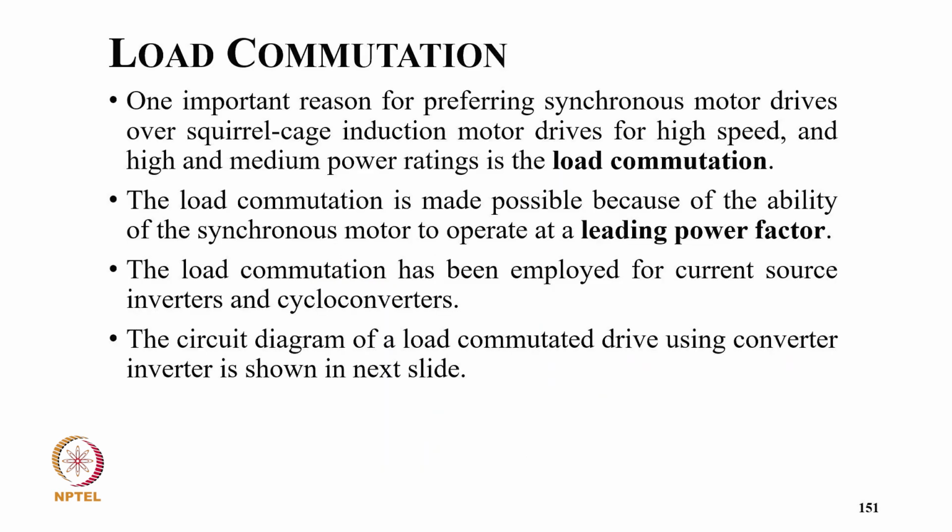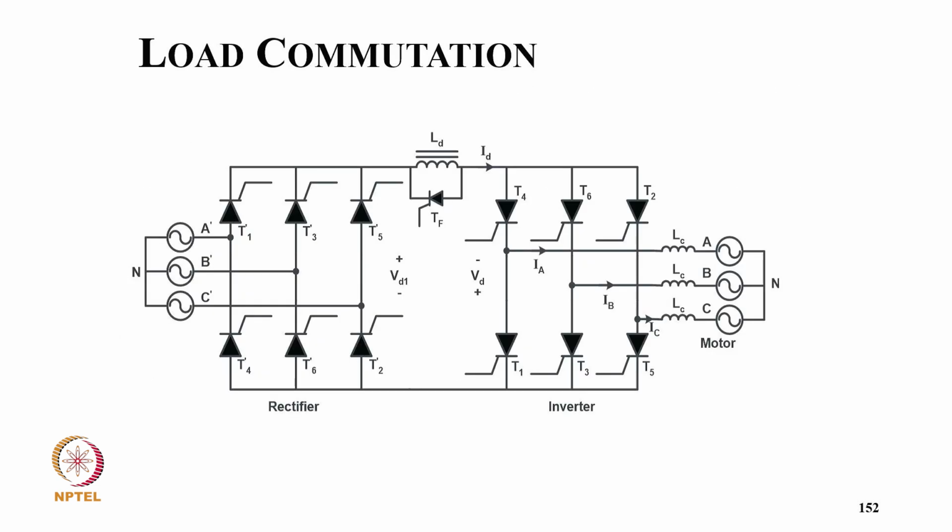Coming to load commutation, one important reason for preferring the synchronous motor drive over the squirrel cage induction motor drive for high speed and high and medium power ratings is load commutation. Load commutation is made possible because of the ability of the synchronous motor to operate at leading power factor. Load commutation has been employed for current source inverter and cycloconverter. The circuit diagram of a load commutated drive using an inverter is shown in the next slide.